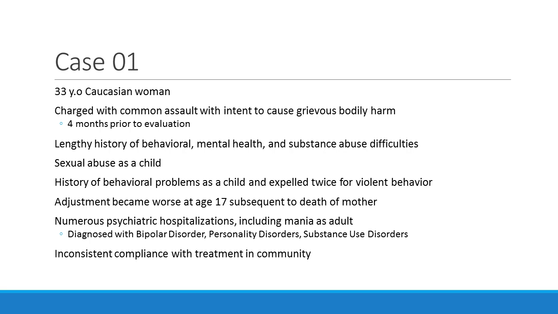All right, so in this case, this was a mental state at the time of the offense evaluation in which the MMPI-2-RF was used. And I picked this case to illustrate how I think the test can actually be useful in this type of evaluation. So this was a 33-year-old Caucasian woman. She had been charged with common assault with intent to cause grievous bodily harm. And she was evaluated 4 months after this alleged offense had occurred.